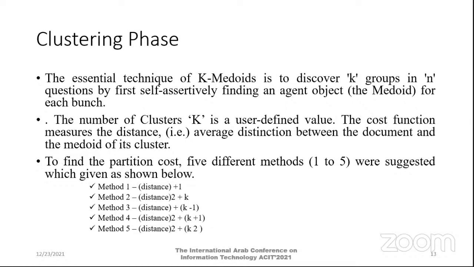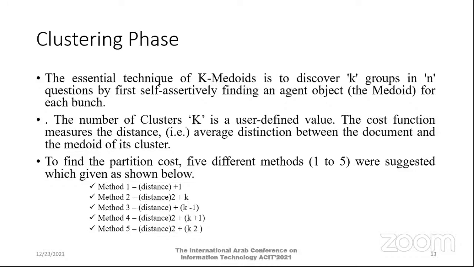To measure the partition cost, we took five different methods for the clustering phase. Method one is distance plus one. The second method is distance two plus k. Method three is distance plus k minus one. Method four is distance two plus k plus one. The last one is distance two plus k two.